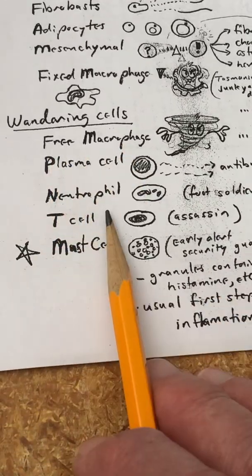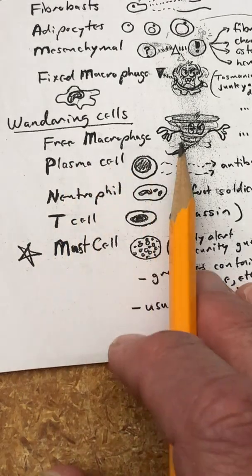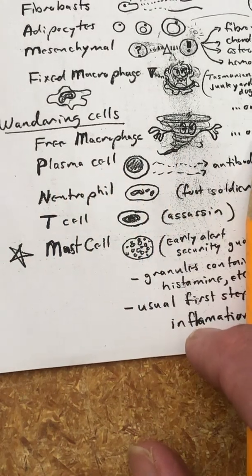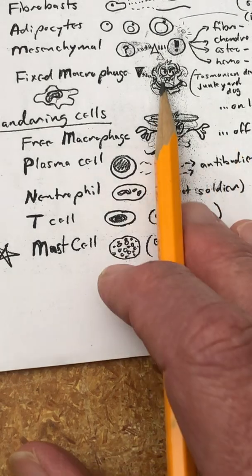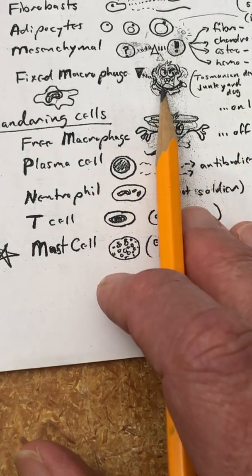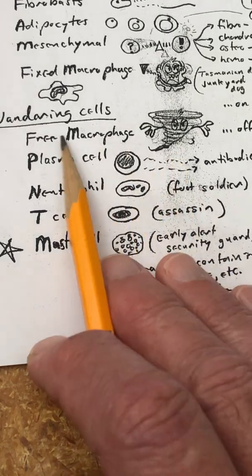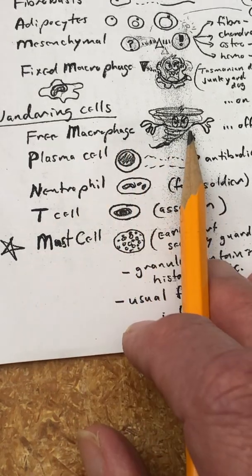Now, as far as wandering cells, well, you have free macrophages. These are like these junkyard dogs that are off the leash. They can wander around and find things. Here, the thing has to get close to the macrophage. Here, the macrophage goes out there and tries to find it. Again, it's a major component of your immune system.